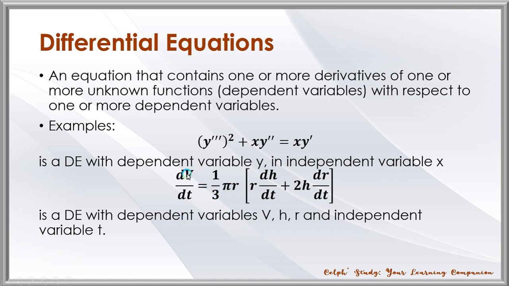So take note that the independent variable is always the one at the bottom of our derivative. So above we have y prime, but if represented in fractional form, dy over dx, dx is your independent variable at the bottom. Below, we have the independent variable dt. They are all in the denominator. So those in the numerator, dV, dh, dr, are dependent variables.